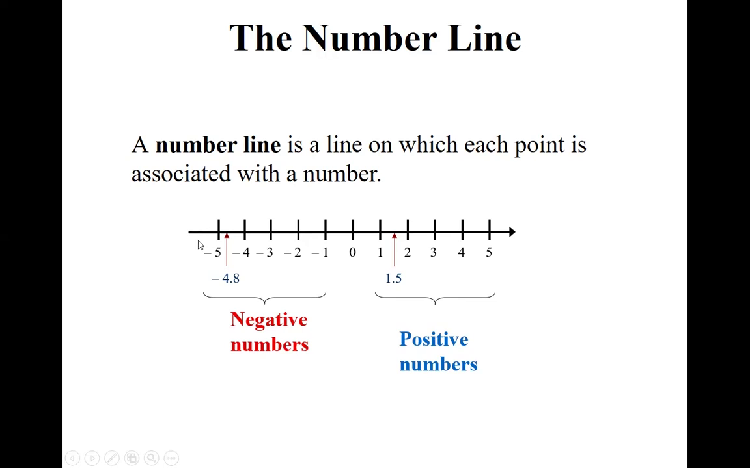But you can imagine there's an arrow on the left side as well, going negative and negative and negative forever. And on this line, we have numbers, and even the numbers we don't see are on here. Negative 4.8 was between negative 5 and negative 4, closer to negative 5 than negative 4. And that's just a point on the line. Another point in the line is 1.5, halfway between 1 and 2.